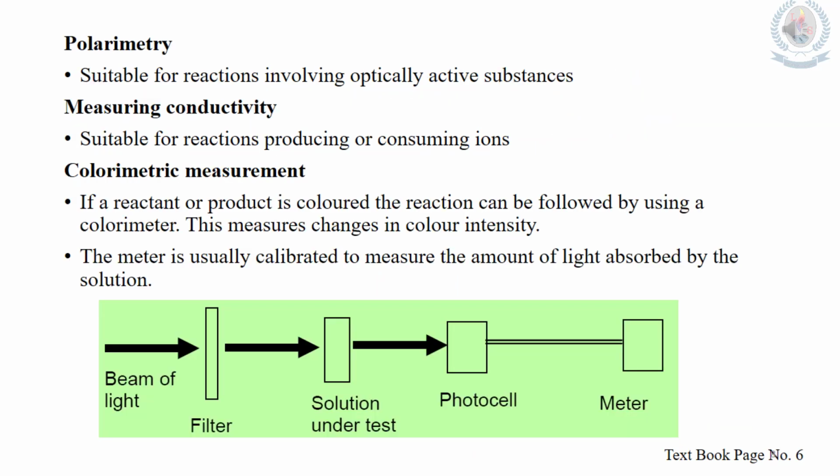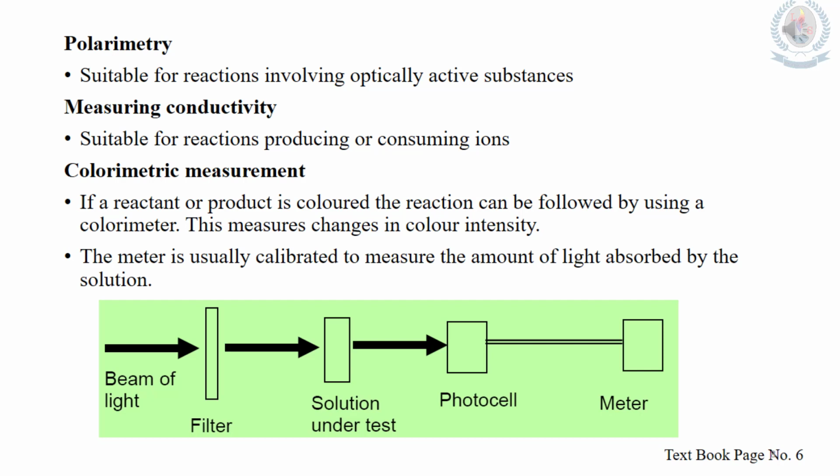Polarimetry is another method to find out rate of reaction. This method is suitable for reactions involving optically active substances. Another method, measuring conductivity. This method is suitable for reactions producing or consuming ions, cations or anions.